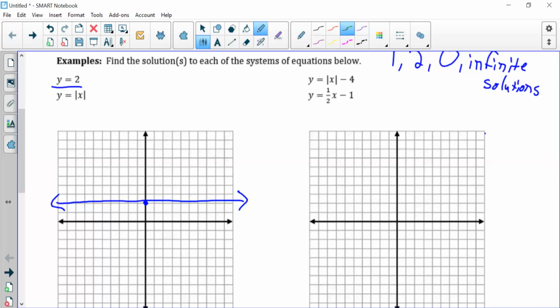Let me grab my green pen. My next one is y equals the absolute value of x. This is our parent graph, which means that we're going to start at our vertex at 0, 0. And our slope is 1, so we're going to go up 1, right 1, up 1, right 1, up 1, right 1, and so on. And we're going to repeat the same thing on the opposite side, up 1, left 1, and so on, all the way up to this corner. And then we can draw our lines.